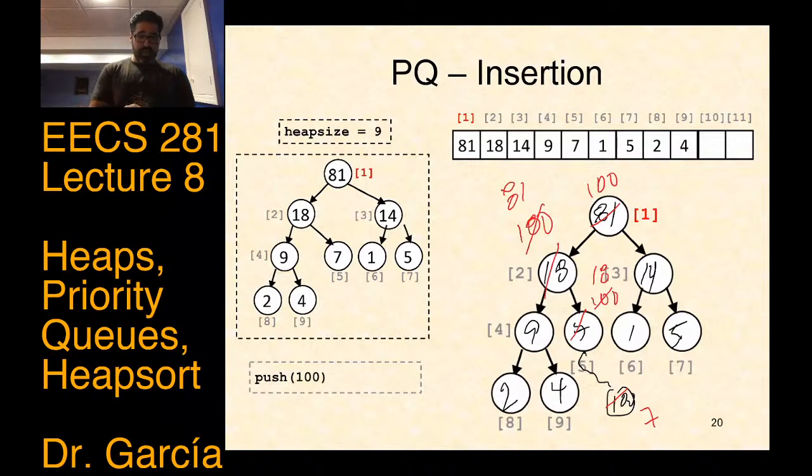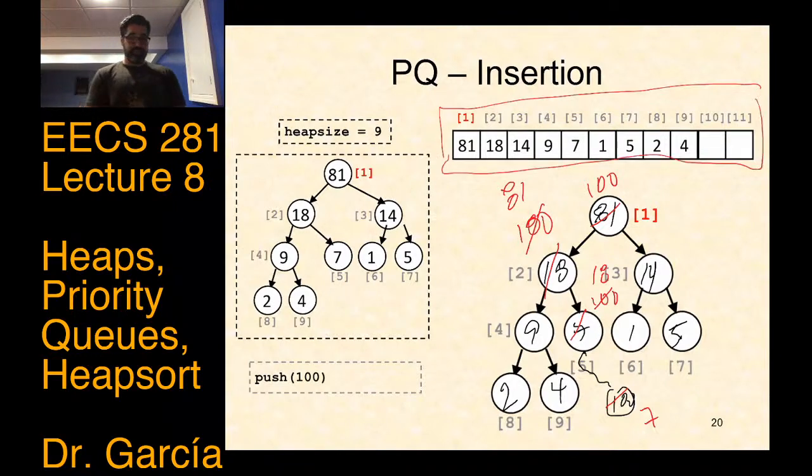All right, so what do we do in order to insert into a priority queue, assuming that we're implementing it as a heap? So here at the top we have our array for our heap, and it's representing this tree on the left. And what we're looking to do is to push the value 100.